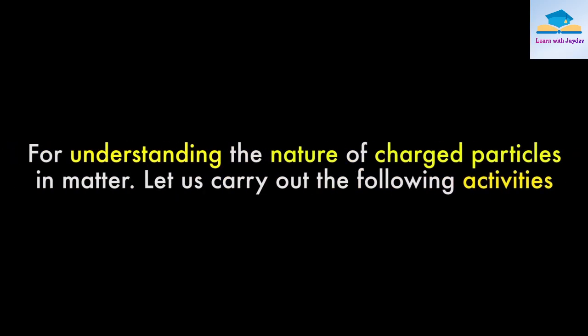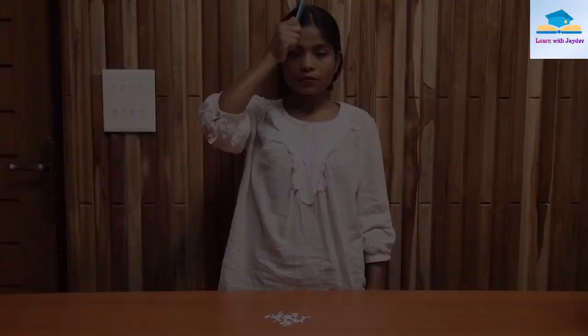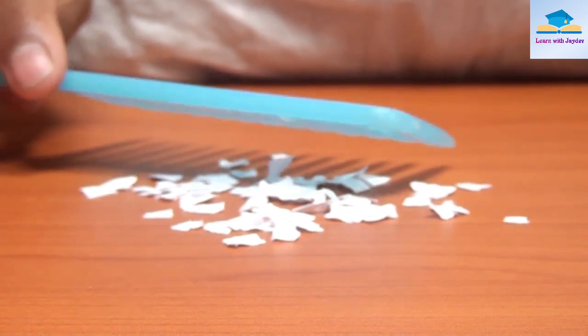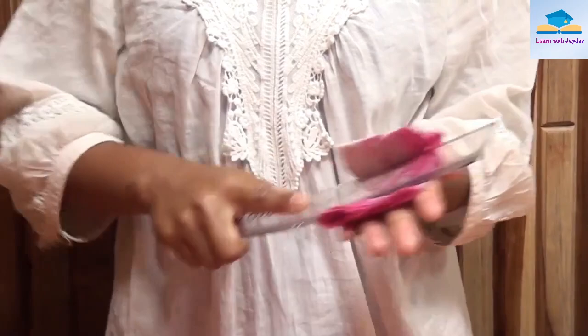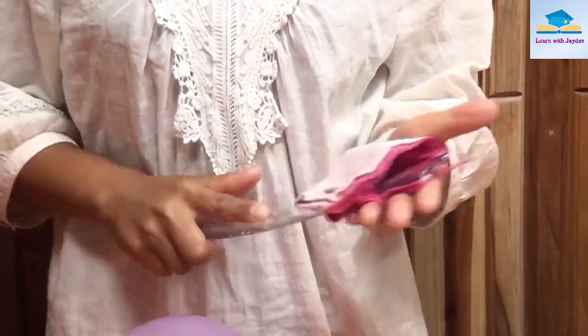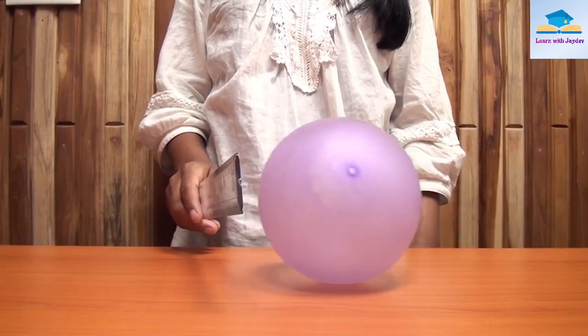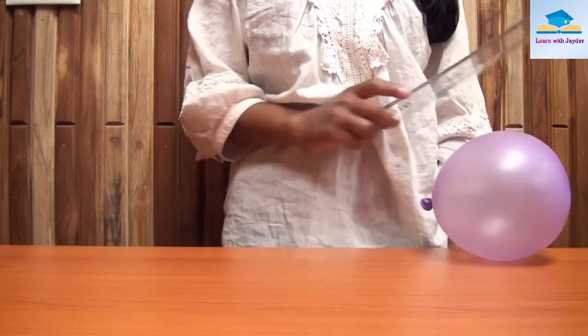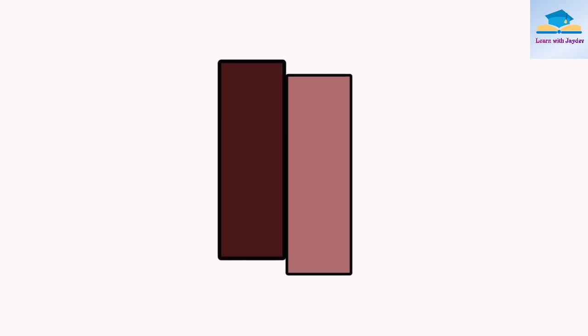Charged particles in matter. For understanding the nature of charged particles in matter, let us carry out the following activities. Comb dry hair. The comb then attracts small pieces of paper. Rub a glass rod with a silk cloth and bring the rod near an inflated balloon. Observe what happens. From these activities, we can conclude that on rubbing two objects together, they become electrically charged.